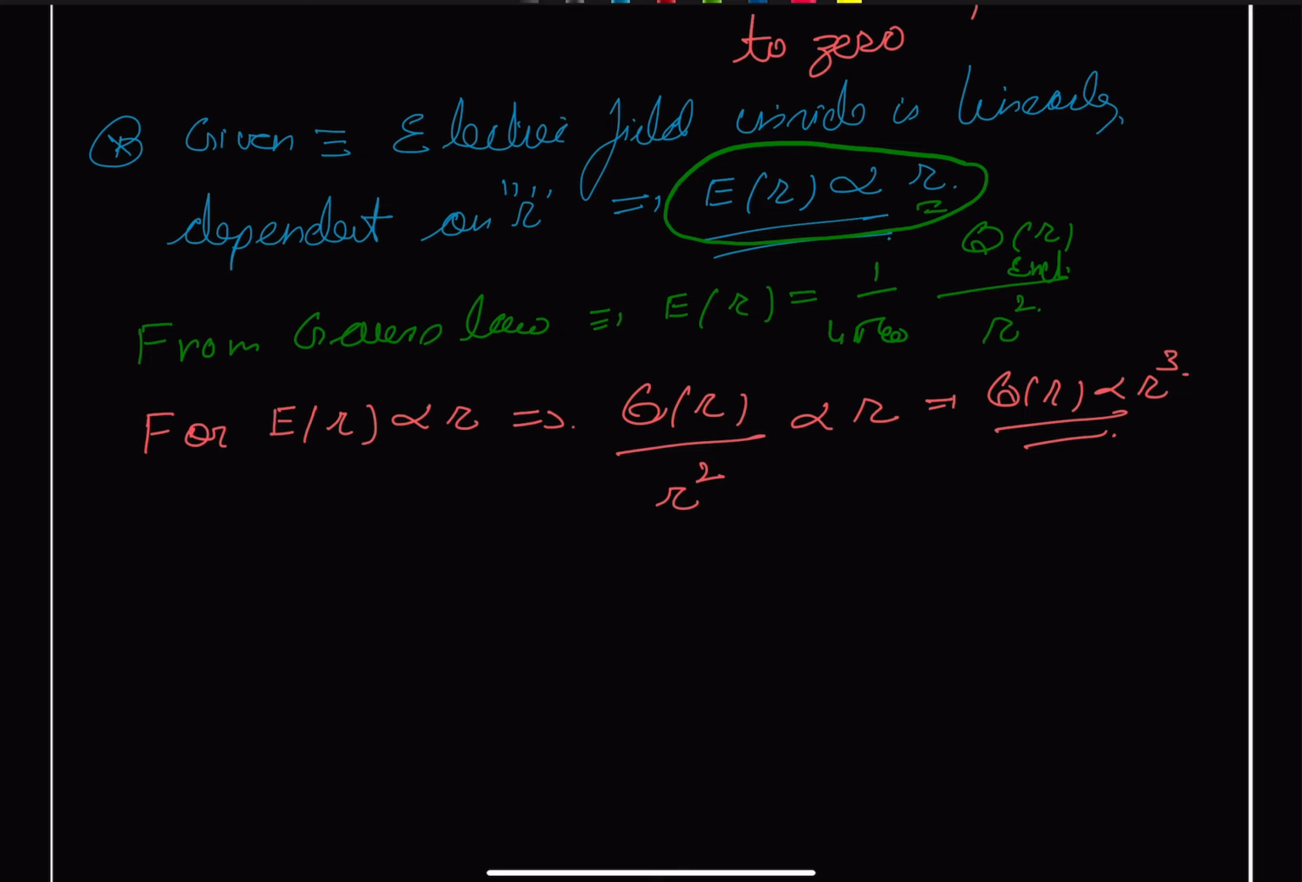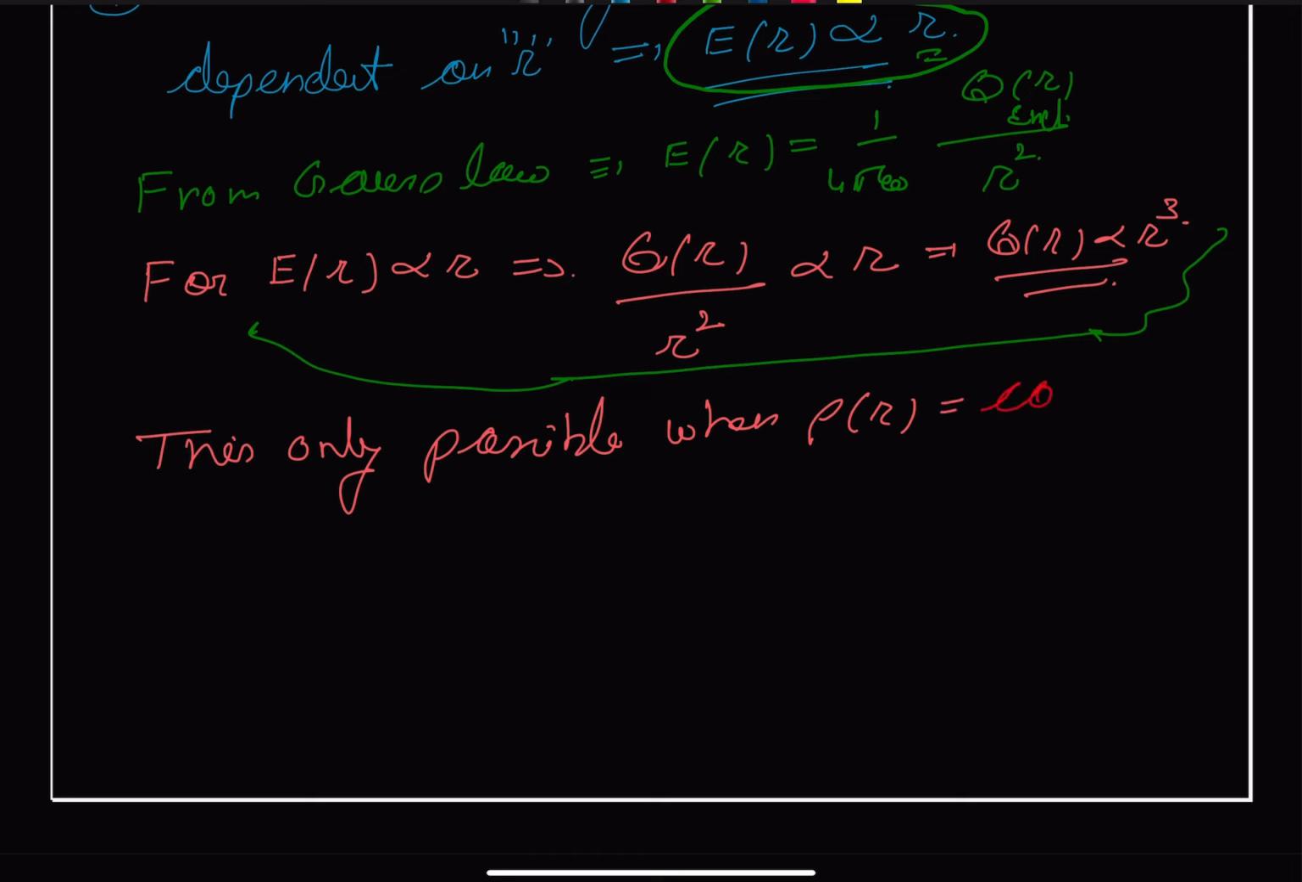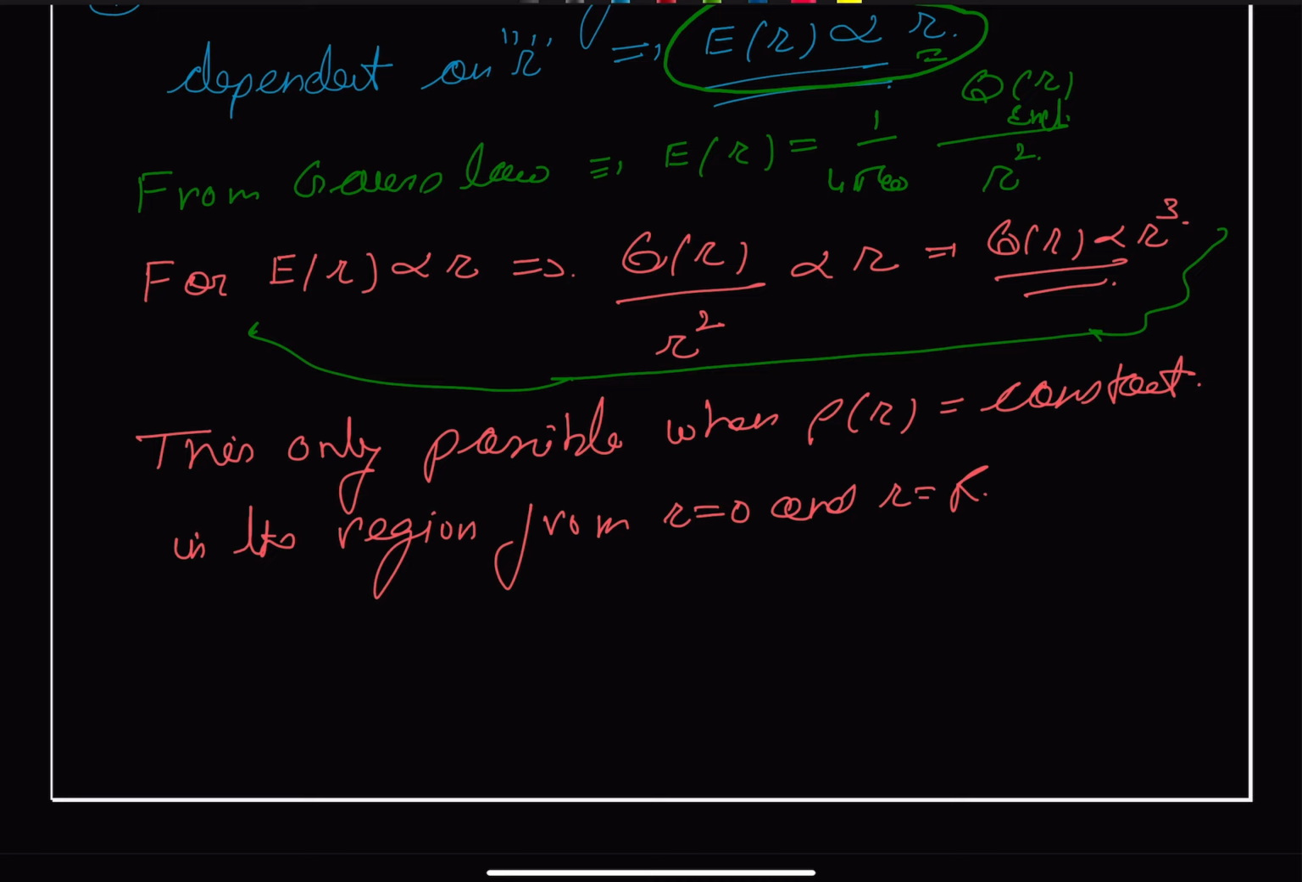And this relationship, or we can say this entire analysis, is only possible when our rho of r is equal to constant in the region from r equal to 0 to r equal to capital R.